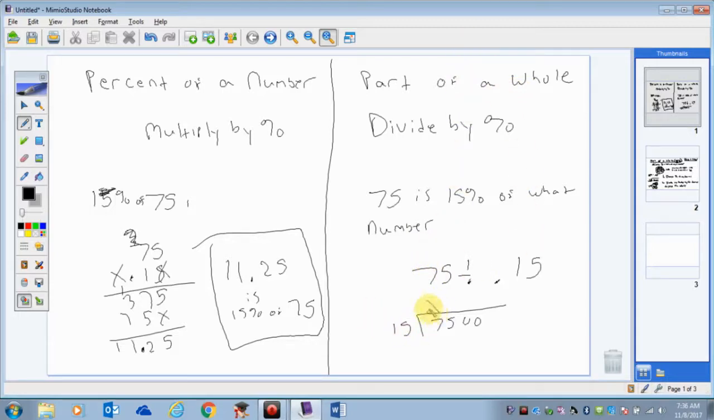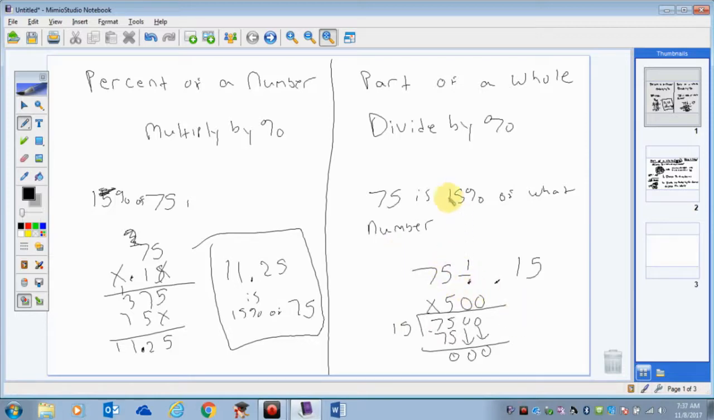15 will not go into 7. It will go into 75. It'll go in there 5 times. 15 times 5 is 75. Subtract, we get a 0. Bring down this 0. 15 will go into 0 0 times. Bring down this 0. 15 will go into 0 0 times. So the answer here is 500.